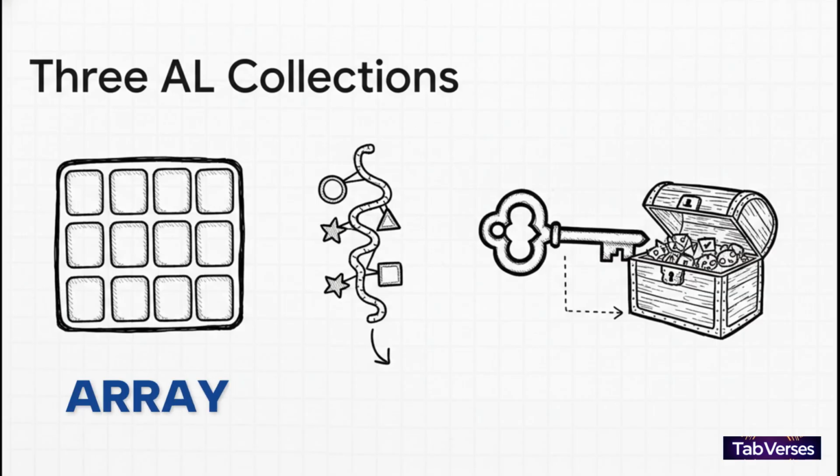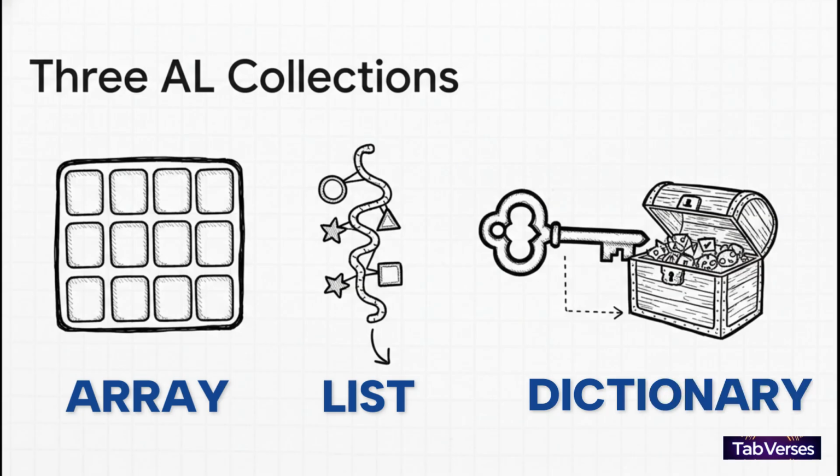Okay, so these are going to be your new best friends. First, you've got the array, which you use for a fixed size group of things. Then there's the list, which is dynamic and can grow or shrink. And finally, the dictionary, which is all about looking things up super fast using a unique key.